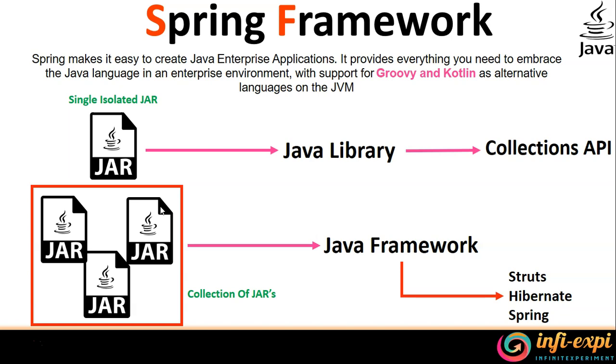The main difference you are seeing here is that a Java library is nothing but a single isolated jar, whereas a Java framework is nothing but a collection of jars, and you call them a framework. But keep in mind that the Spring Framework indeed has multiple libraries in it, right? One good example is Spring Core is a library, Spring MVC is a library, Spring JPA is a library. If you collect all these libraries together, then we give it the name Spring Framework.